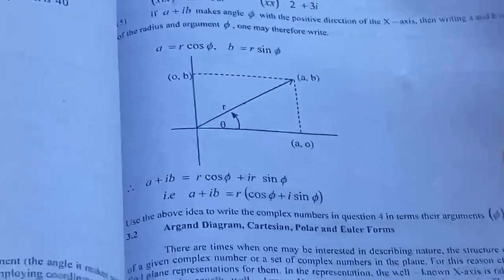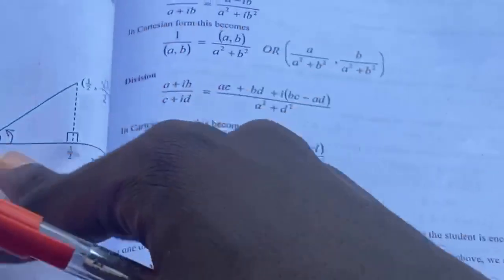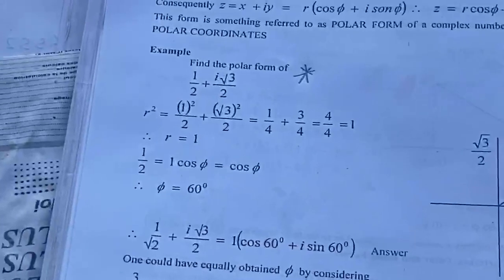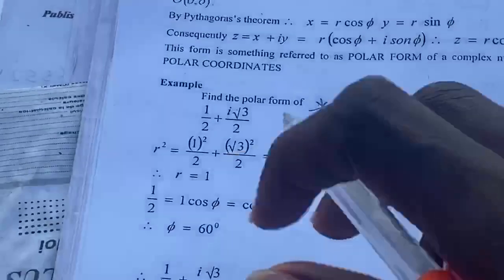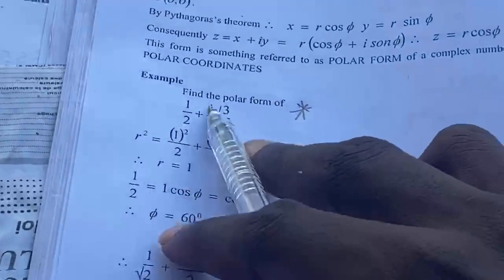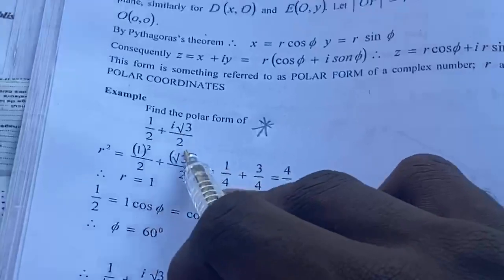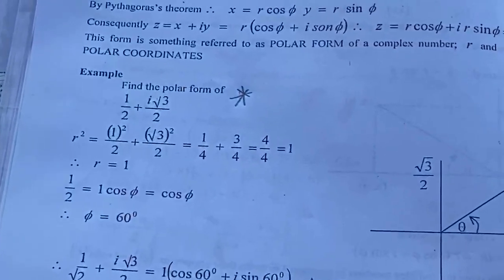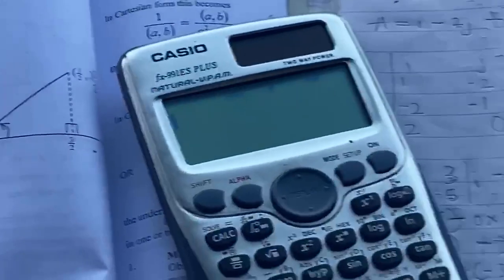So let's see if we still have some other things here. You can solve a complex number. Let me see if I still have something else. Okay, now I have something here again. Now they said find the polar form of 1 over 2 plus i square root of 3 all over 2. So let me write my question down.